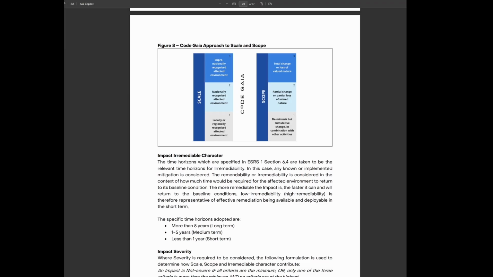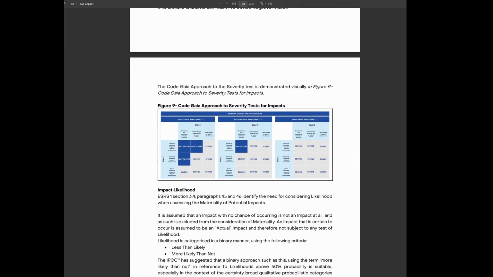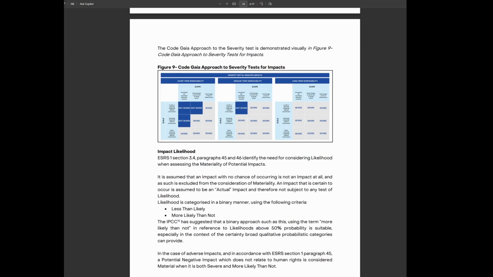We interpret irremediable character in terms of the time required for remediation to take effect. And then we have the severity tests shown here in these severity matrices with the irremediability baked in as well. Now, this is not a materiality matrix. Those of you who have been engaging me on this topic for a while will know that I'm not a fan of materiality matrices. This is not a materiality matrix. This is a severity matrix, and this is basically the same as the one that EFRAG has provided in the IG1 paper. Theirs is orange and yellow, ours is grey and blue.